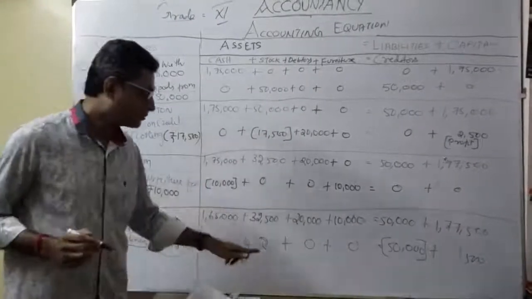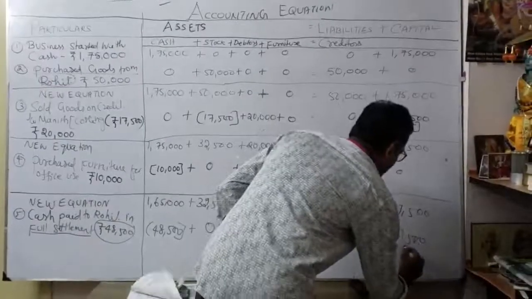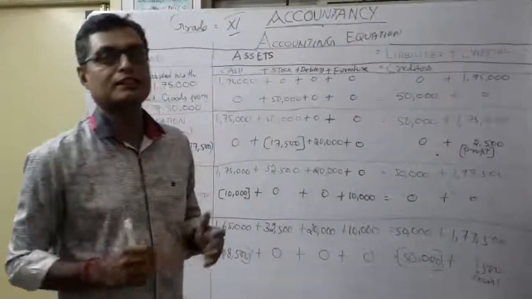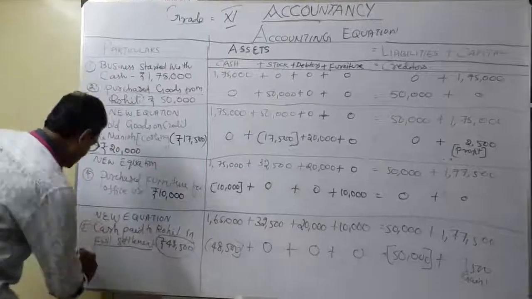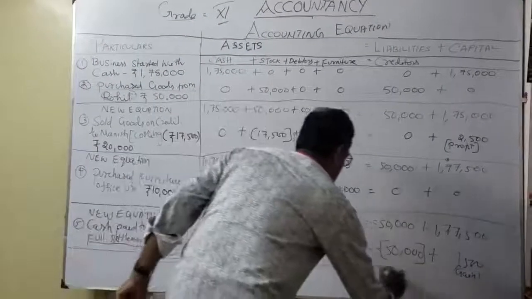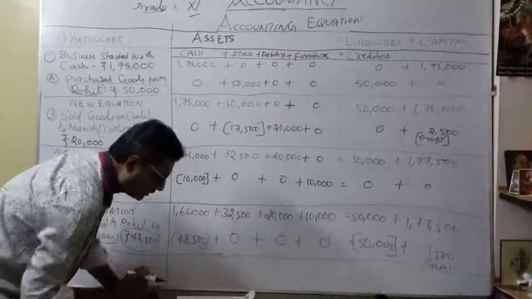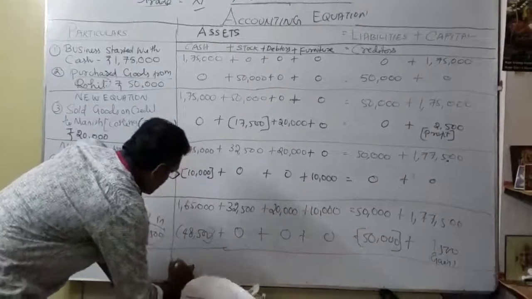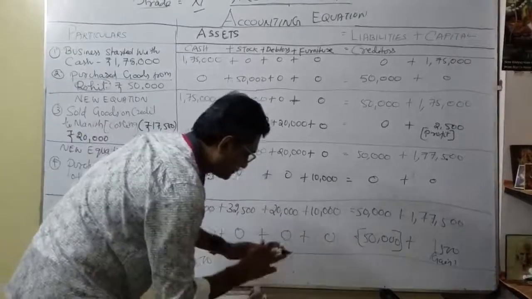48,500. So 1,500 we got as gain. Maybe gain or profit, or discount allowed also we can say. That we understood now, the accounting terms. So now what's the new equation? So 1,65,000 minus 48,500 is 1,16,500. Sorry.